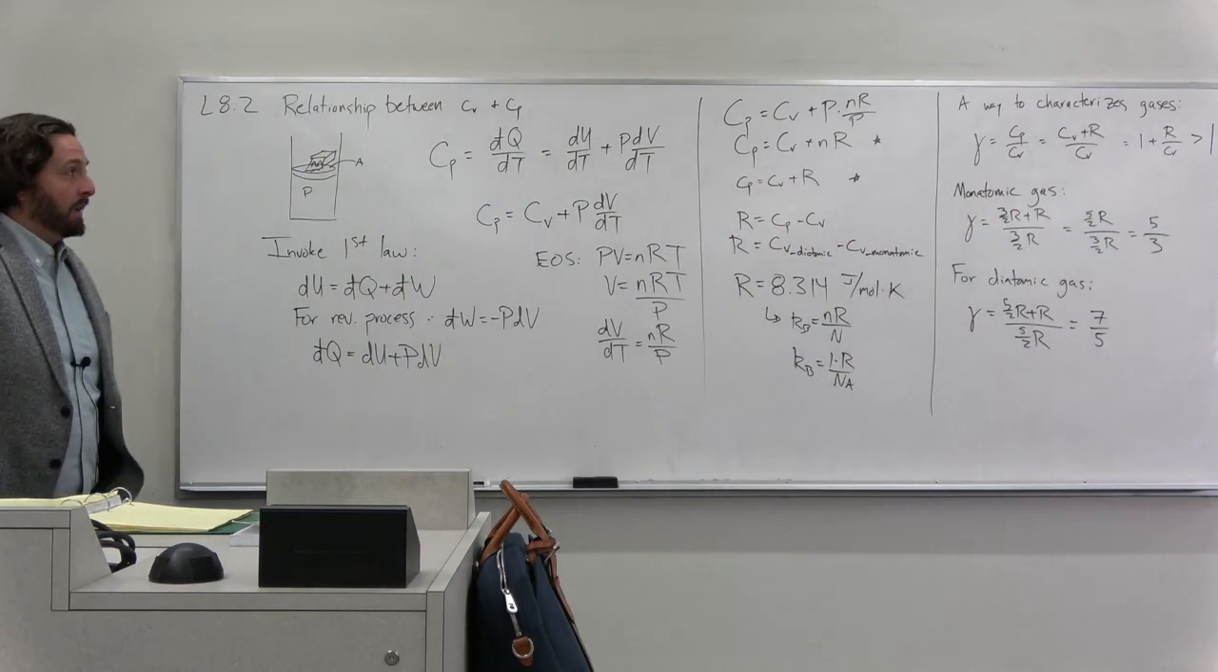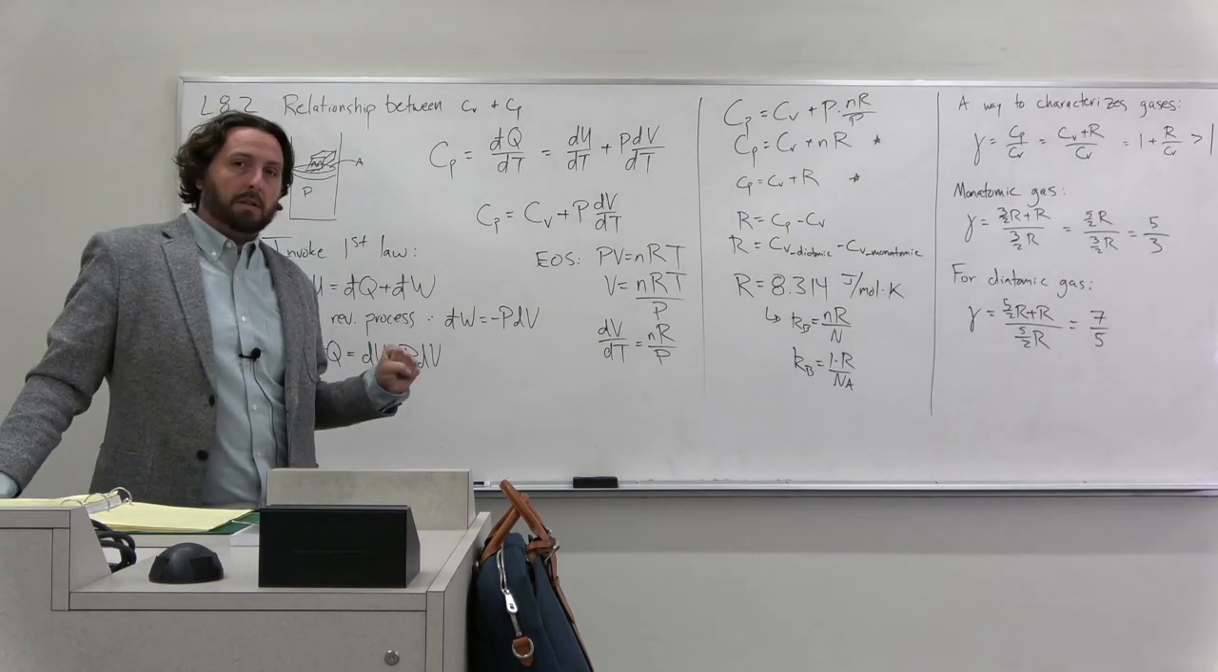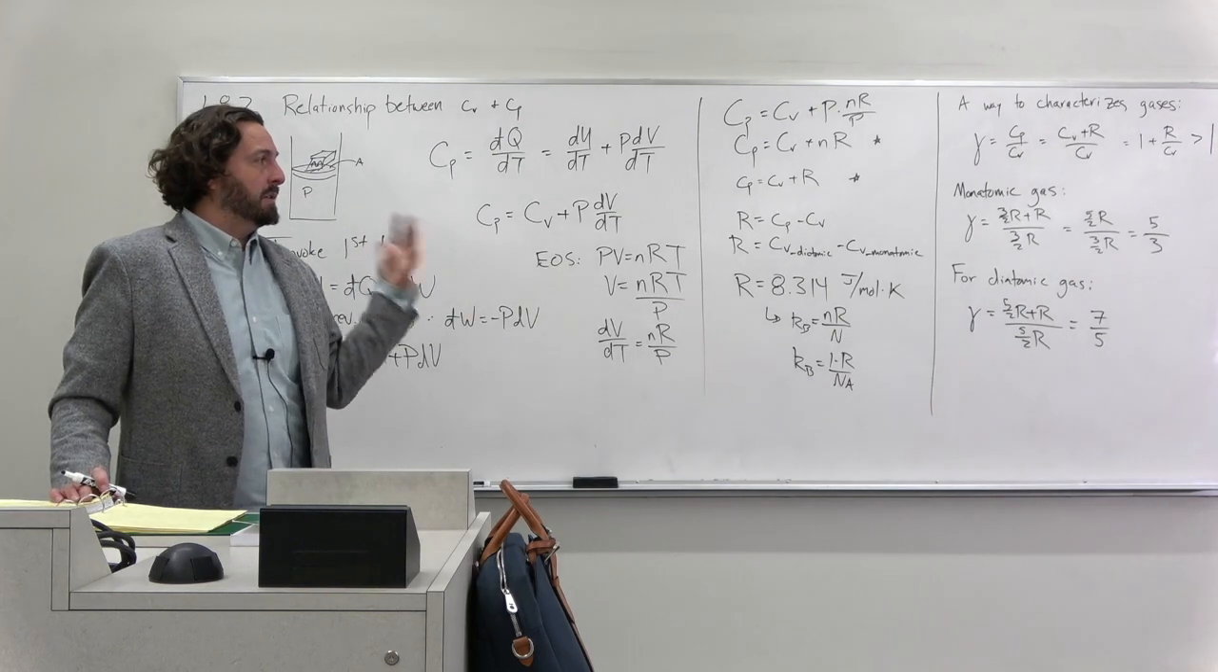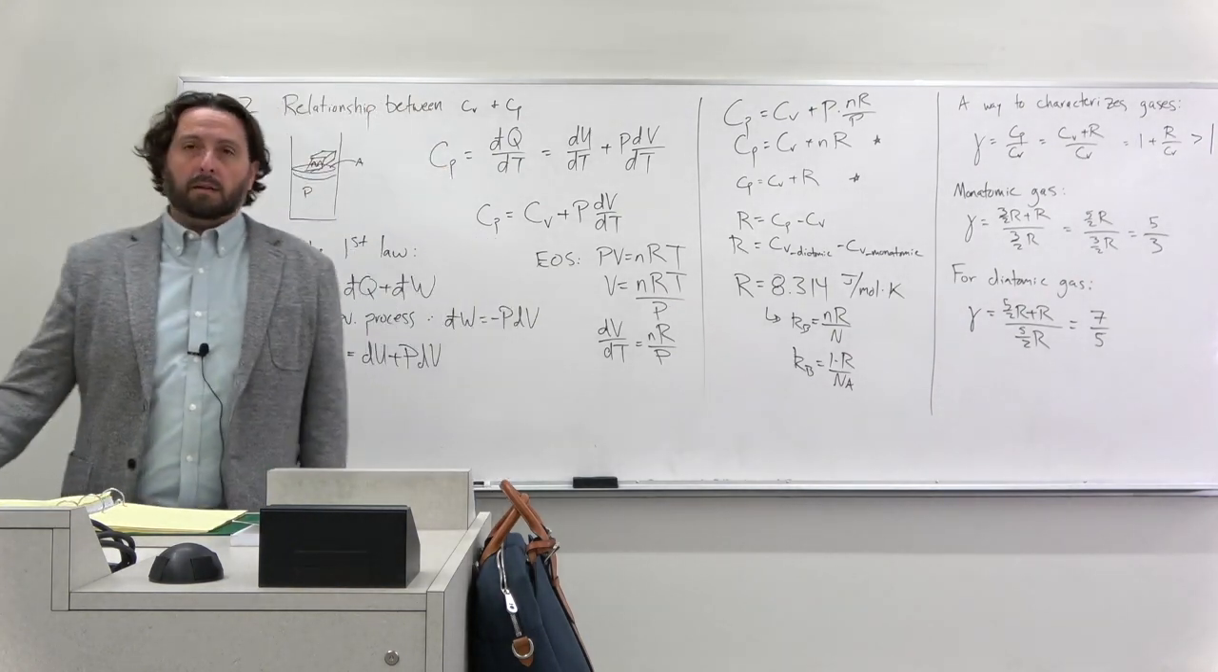Very nice. Okay, so we're going to pause there with 8.2, and we're going to go on, and we're going to use these gammas now to explore a new process. Okay, and these are going to be called adiabats.